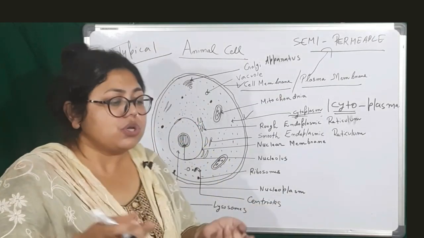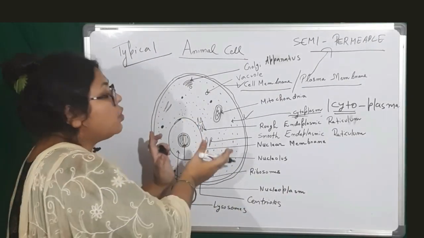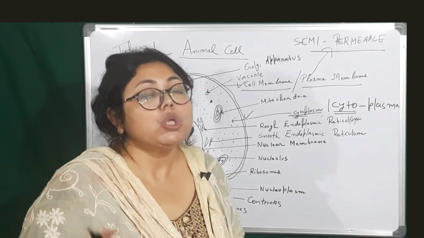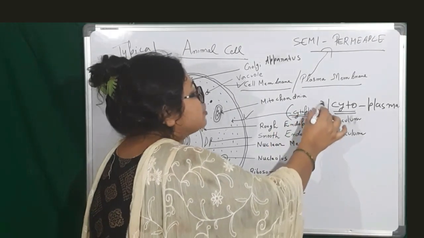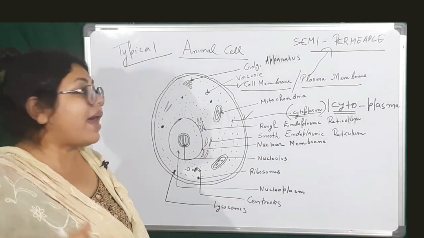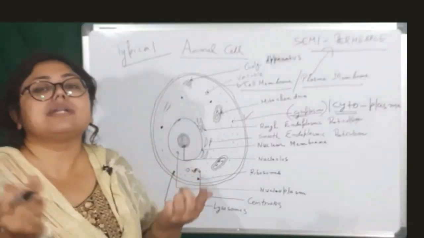Now, if you put the cell organelles in a vacuole, will that function? No. So we need a base, and that is what the cytoplasm is acting as. The cytoplasm acts as a base for the cell organelles to float inside it.